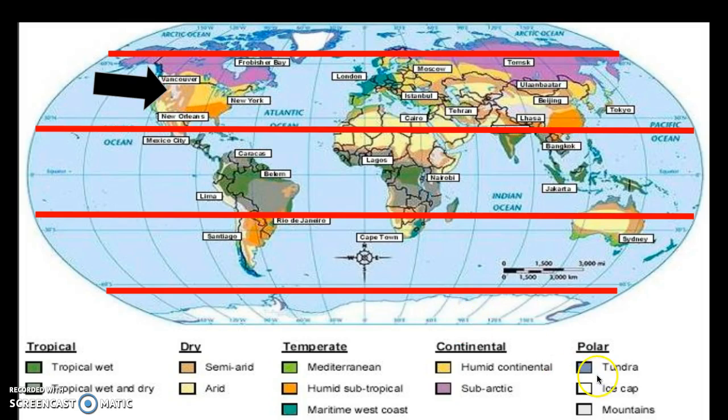But white is polar. So how is there polar in this area where it's supposed to be temperate? Temperate is supposed to be kind of in the middle. Well, if you know your geography, you'll know that here we have the Rocky Mountains. The mountains are high, which means you're higher up from the ground, so it's going to be colder, and that's why it looks like it's polar here in America.